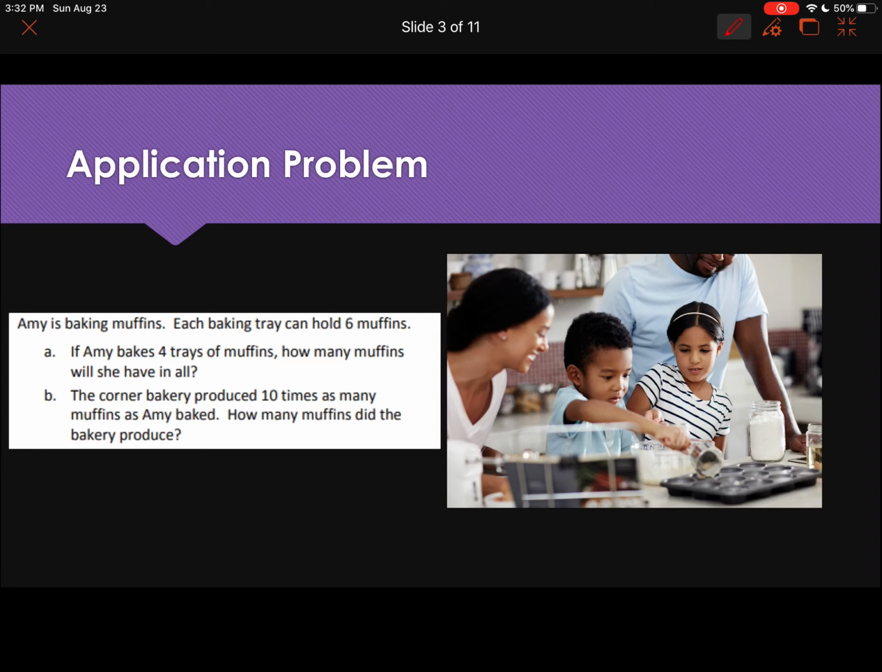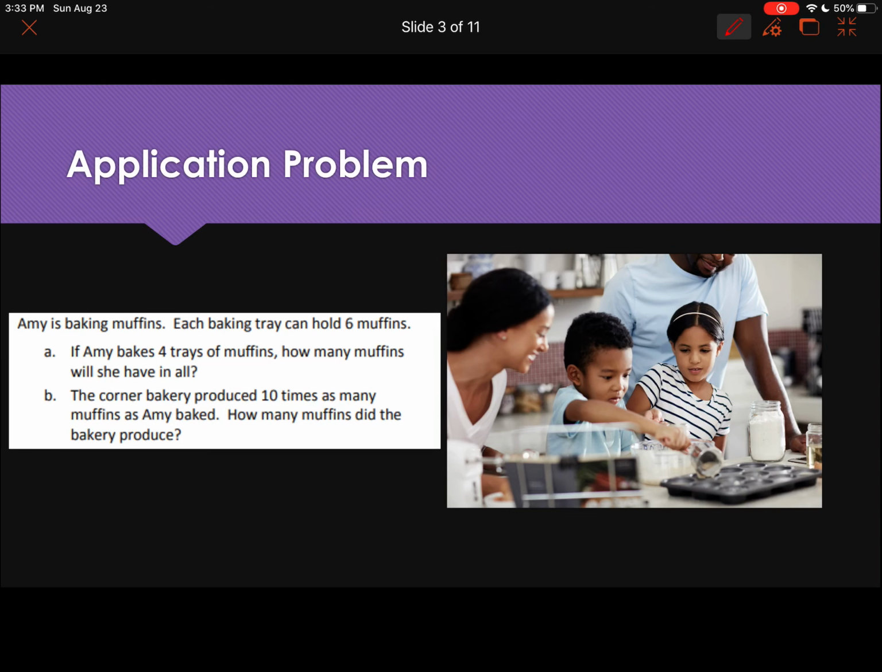But there's more. The corner bakery produces 10 times as many muffins as Amy baked. How many muffins did the bakery produce? So we know that Amy made 24, and we need 10 times that number. So we multiply 24 by 10. So we know from our previous lesson that anytime we multiply something by 10, all we have to do is add that 0 to the end of the number. So when we do that, we will get 240 muffins that the bakery was able to make.